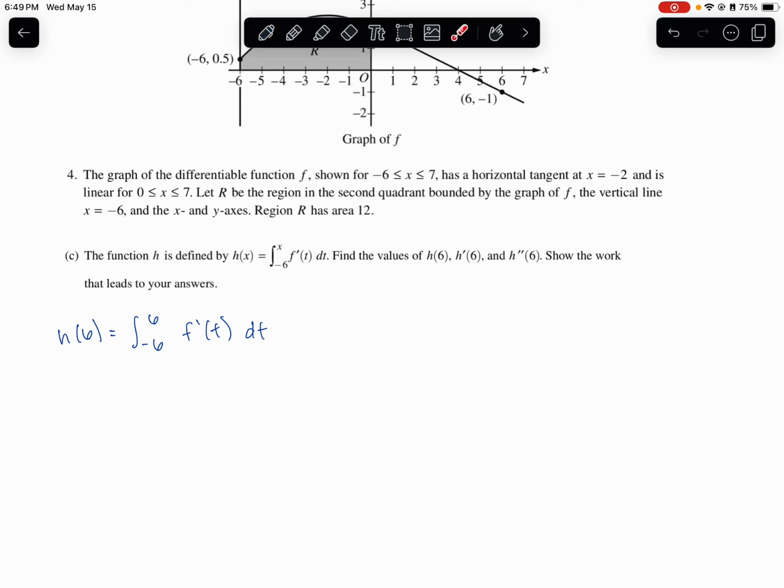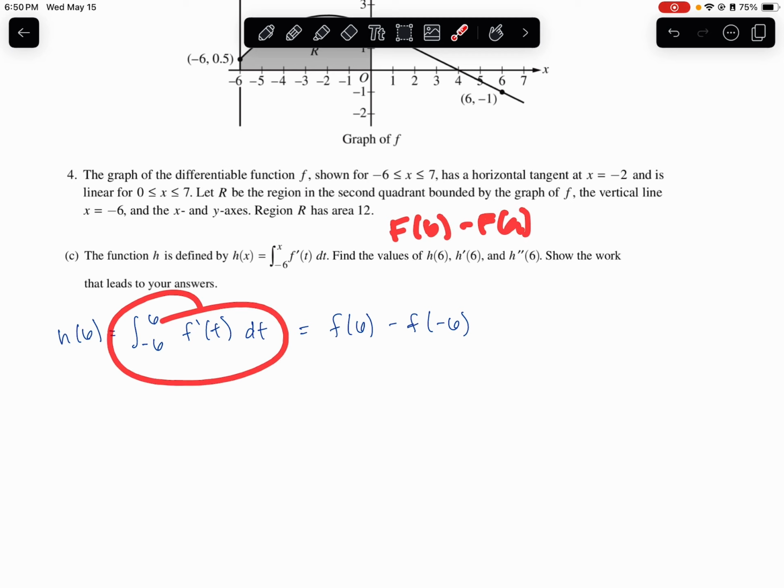So essentially, again, I can use the fundamental theorem of calculus right here. I'm finding the area under the curve of a derivative, so that would just be equal to f of 6 minus f of negative 6. Again, if you look up the fundamental theorem of calculus, it's f of b minus f of a. That's what this is saying right here.